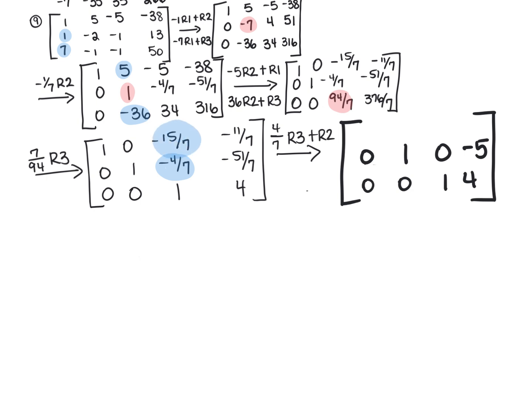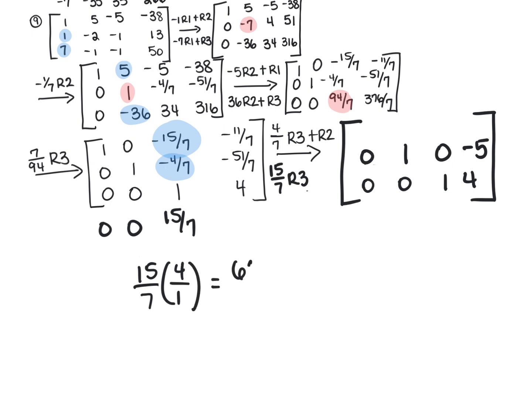So now, last but not least, very last step in this problem, we have to get a 0 here. In order to do that, we're going to take positive 15 over 7 times row 3. So 0 times anything, 0 times anything. 1 times 15 over 7 is positive 15 over 7. And then I have 15 over 7. So we multiply this by 4 over 1, which gives us 60 over 7.